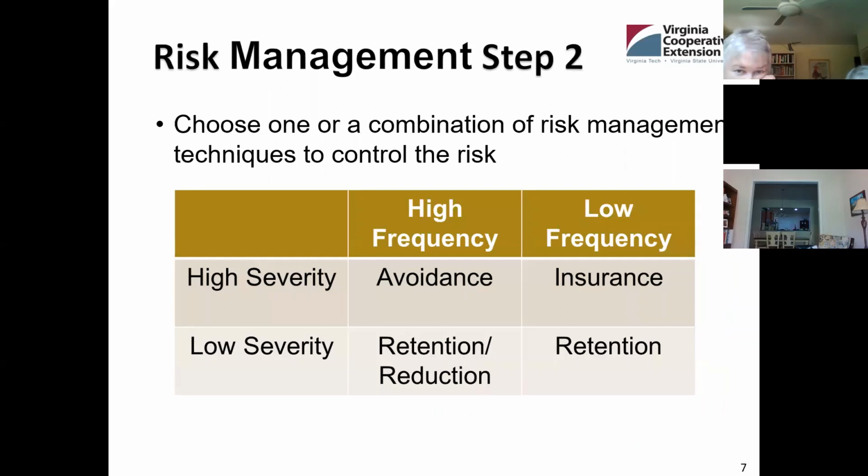We then want to choose one or a combination of risk management techniques to control the risk. Due to time, I'm just going to focus on the box where I have insurance. Across the top, we have the frequency of any particular risk, and across the left column, we have the severity of that risk. Where we have insurance, that's where we'd want to transfer some of this risk. This would be an event that doesn't happen frequently, but if it does happen, there's a high severity, or a high loss.